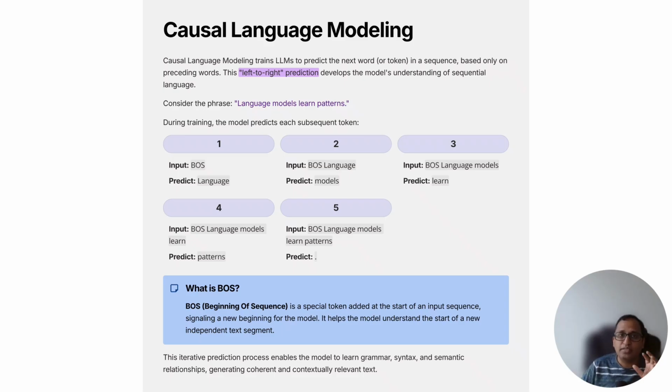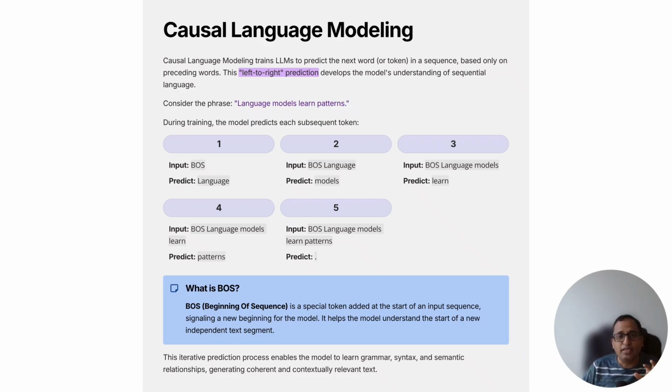Causal language modeling is one of the core techniques used in pre-training large language models like GPT. The key idea is very simple. The model learns to predict the next word in a sentence using only the words that came before it. This is often called left-to-right prediction because the model reads the input sequence from the beginning, moving forward one token at a time, just like how we read a text.